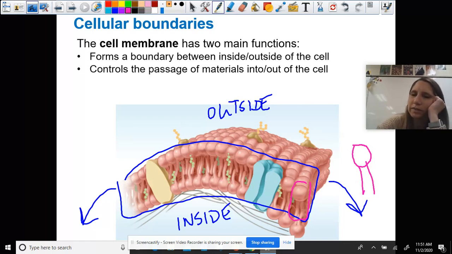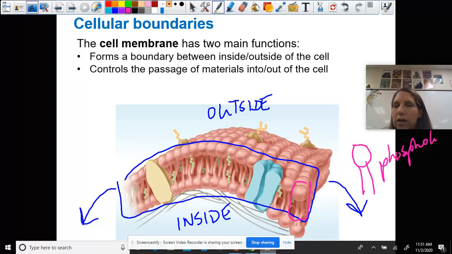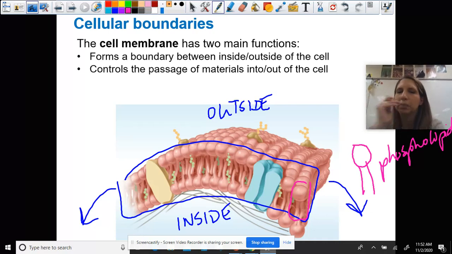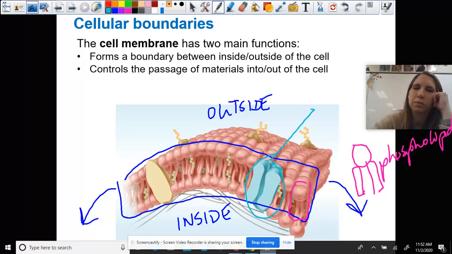Those phospholipids were one of the examples of a lipid that we talked about in chapter 2 as a polymer. They have two fatty acid tails here, right? And then they have this one phosphate head group here. We also have some membrane proteins. Those are these. This is called a transport protein.